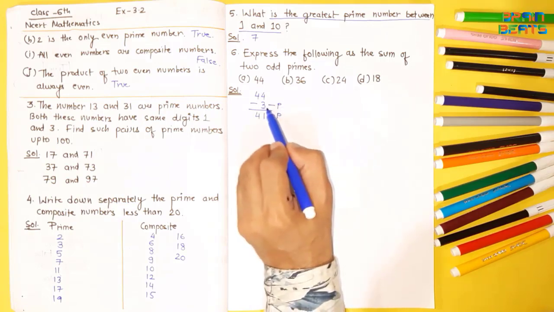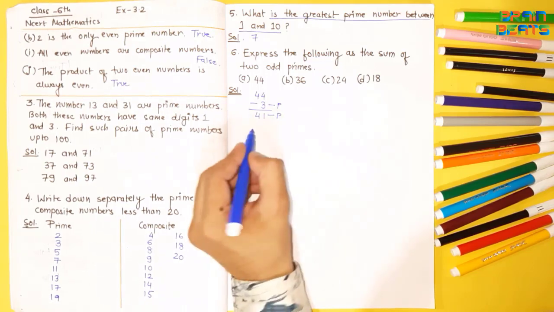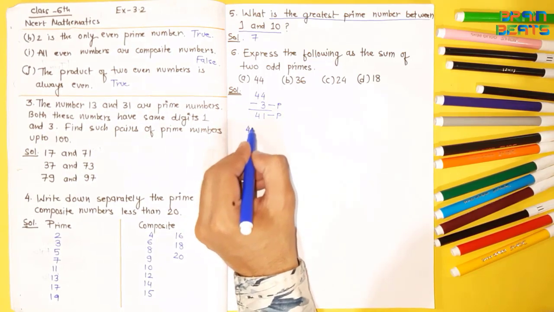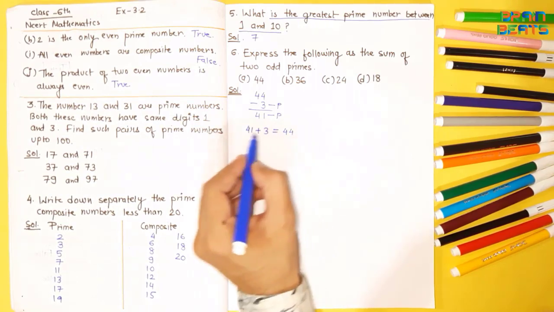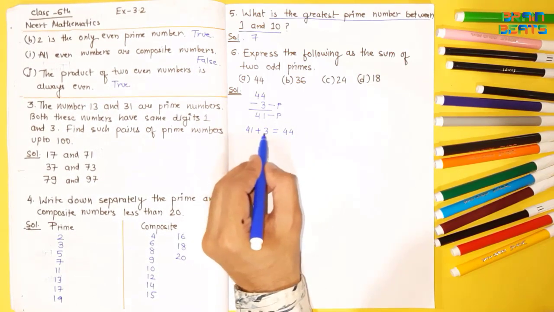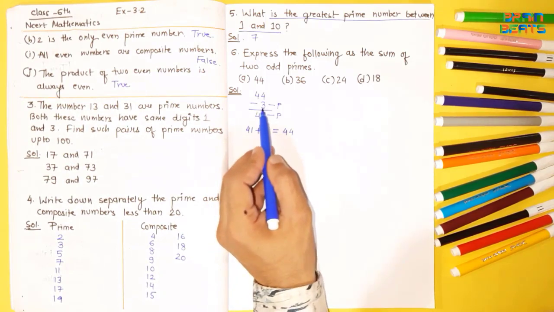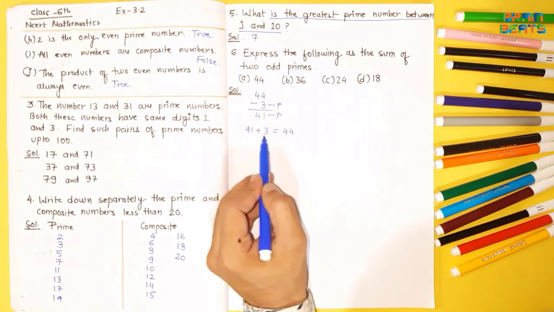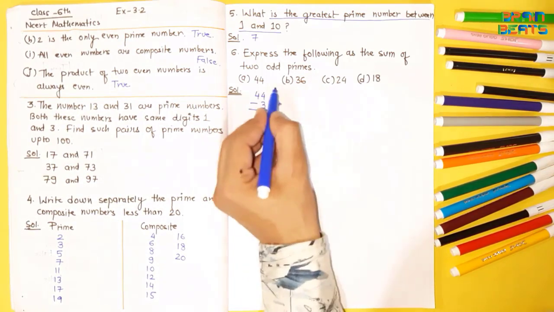If the answer also comes out as a prime number, then we can write this as the sum of two odd primes, that is 41 plus 3, what will it become? 44. So the sum of two odd primes: we know that 41 is a prime number and 3 is also a prime number. When we take the sum of 41 and 3, we get 44. Okay, we'll check the next one.